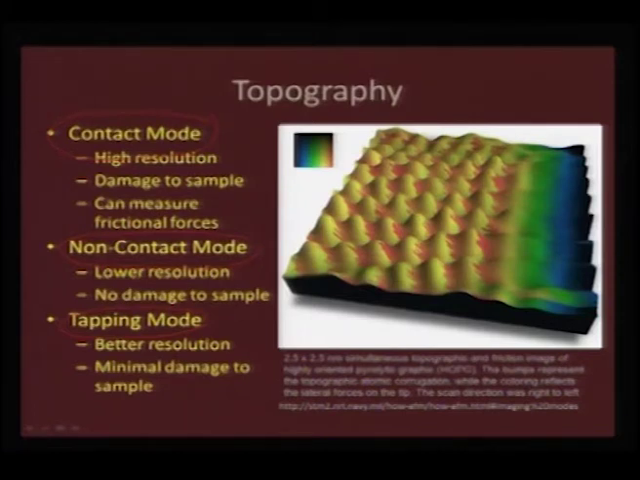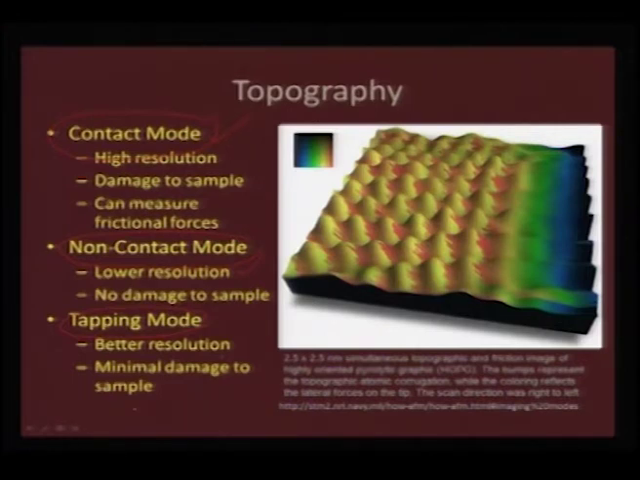Usually tapping mode is preferred, which was the first generation AFM, which actually keeps tapping and mapping the atomic arrangement. One problem with the contact mode is that although it has a high resolution, it will destroy or damage the sample. Non-contact mode gives a luxury of not corrupting your sample, but then suffers from resolution, and the tapping mode is better resolution but with minimal damage.